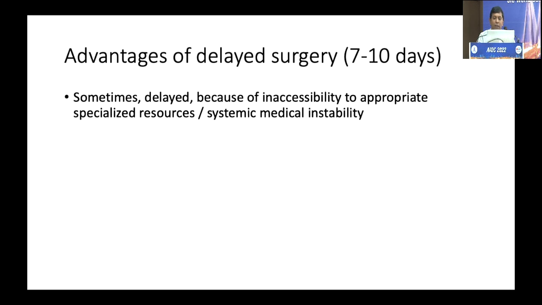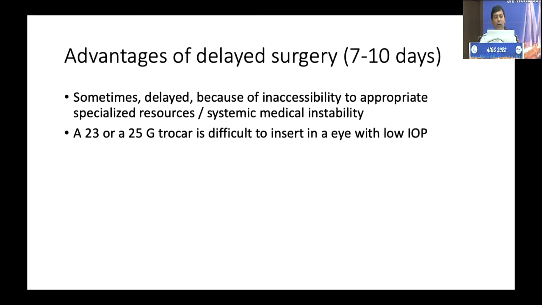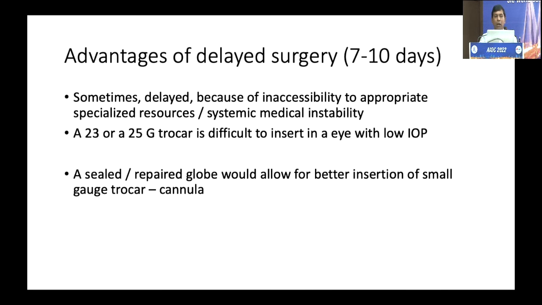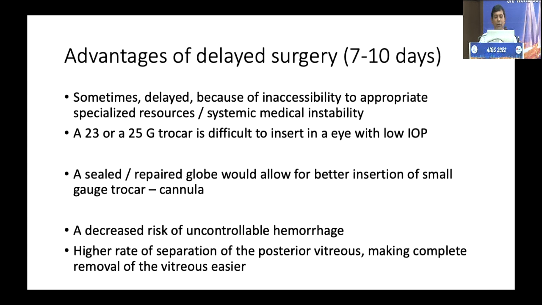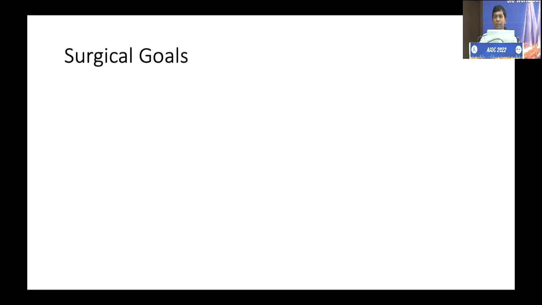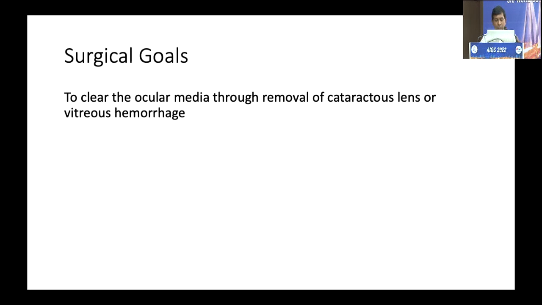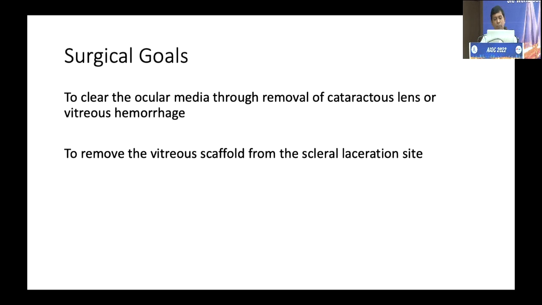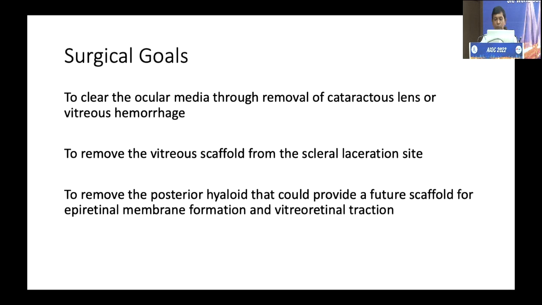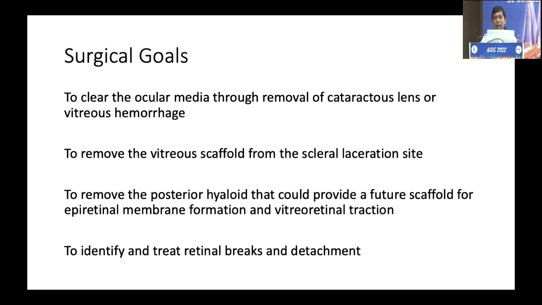But if we wait for 7 to 10 days, sometimes it might be advantageous because a 23 or 25 G trocar is difficult to insert with a low IOP. A sealed or repaired globe will allow better insertion, and there might be decreased risk of uncontrollable hemorrhages. Now, what are the surgical goals? Number one, to clear the ocular media: removal of a cataractous lens and vitreous hemorrhage, to remove the vitreous scaffold from the scleral laceration site, to remove the posterior hyaloid, to identify and treat the tractional retinal breaks and detachment.